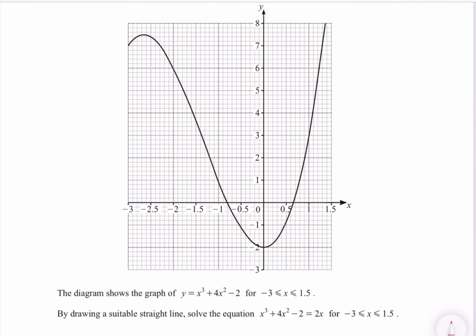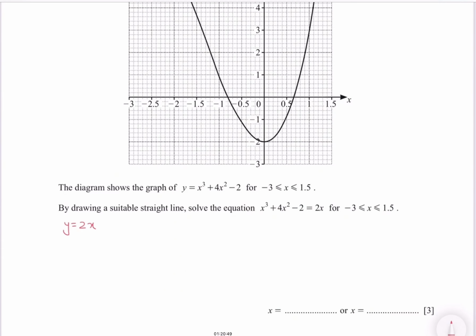In this question, the diagram shows the graph of y equals x cubed plus 4x squared minus 2 from negative 3 to 1.5. By drawing a suitable straight line, solve the equation x cubed plus 4x squared minus 2 is equal to 2x. You compare x cubed plus 4x squared minus 2, that is written above, with y. This is equal to y. So we can write y is equal to 2x. So now plot y is equal to 2x on the graph. Just pick the values of x and y.